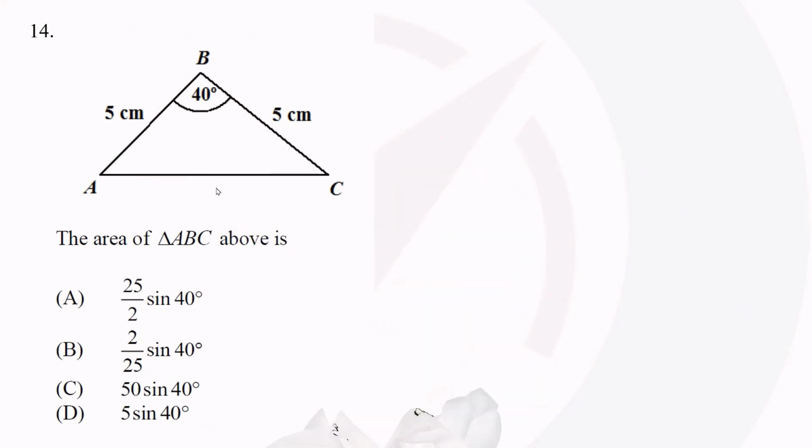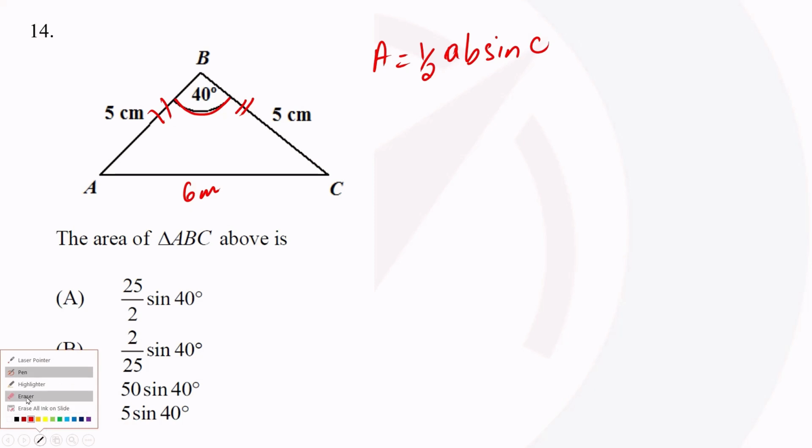Question 14. The area of triangle ABC above. Now, when it's not a right angle triangle, and even for a right angle triangle, you can still use half ab sine C. So the area is going to be equal to half ab sine C. Note briefly that this a and b would be the two legs that surround the angle. So if I had 6 centimeters here and I didn't know what this side would be, I would have to go ahead and find it in order to use that. So you can only use it when you have the two legs surrounding the angle.